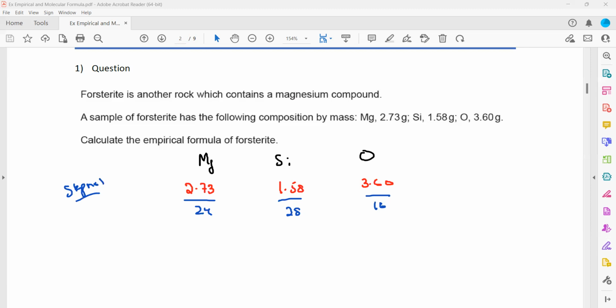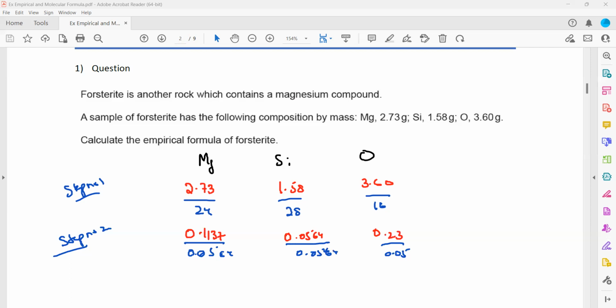atomic mass. So when we divide by atomic mass, 2.73 divided by 24 is equal to 0.1137. 1.58 divided by 28 is equal to 0.0564. And this one is just 0.23. What is step two? Step two is divide by the smallest value in the combination. Which value is the smallest? We have 0.0564, so we divide all of them by 0.0564. Don't try to round off the answer in between. At the last it can be done, but not in between.